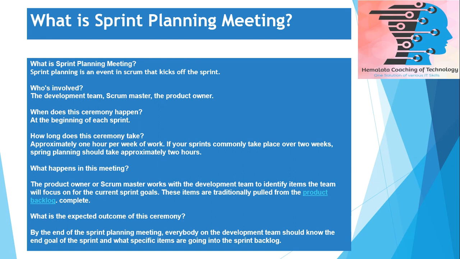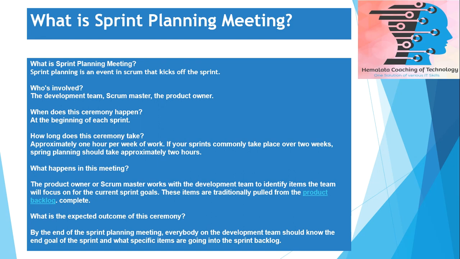So what happens in this meeting? The product owner or the scrum master works together with the development team to identify the items the team will focus on for the current sprint goal. These items are traditionally pulled from the product backlog. Here we need to understand what the product backlog is. The product backlog is the entire list of requirement items, transformed from our requirements, which is currently owned by the product owner.